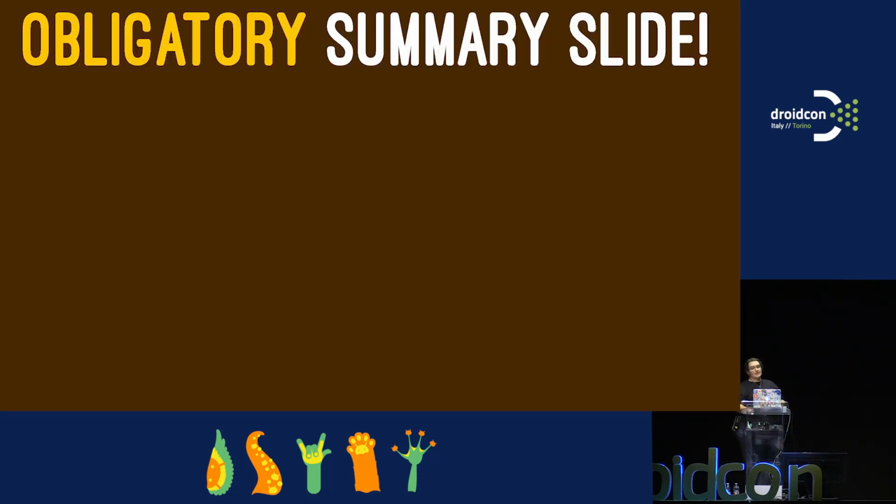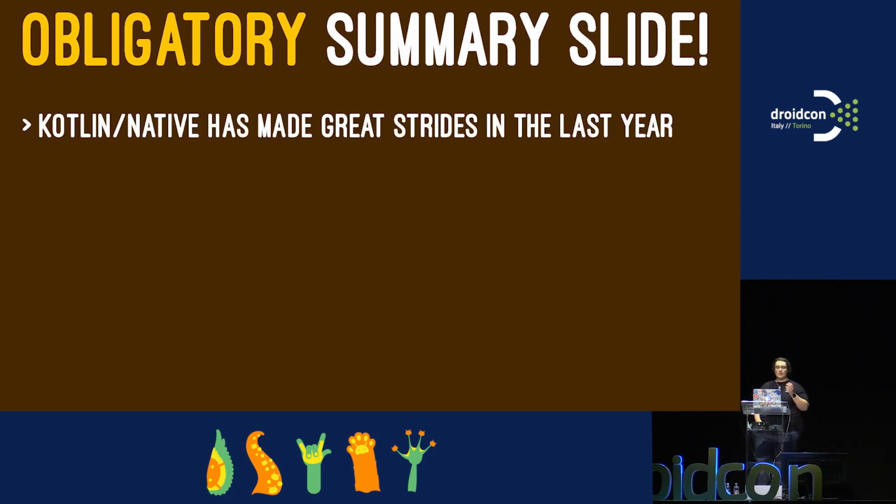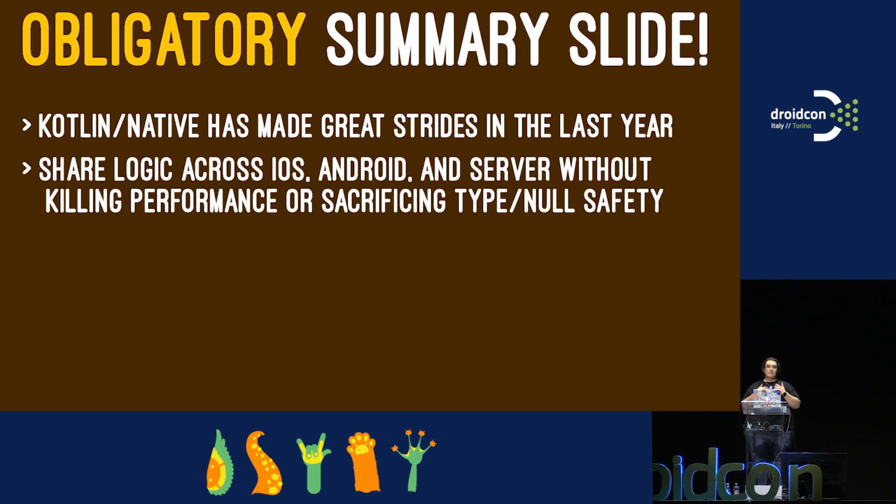With that, it's time for the final list of takeaways from today. The biggest one I want you to take away is that if you have played with Kotlin/Native when it first came out and you were totally horrified, give it another chance. It has gotten much better. It's really, really great. It's this great opportunity to share logic across iOS, Android, and server without totally killing your performance or giving up type safety.